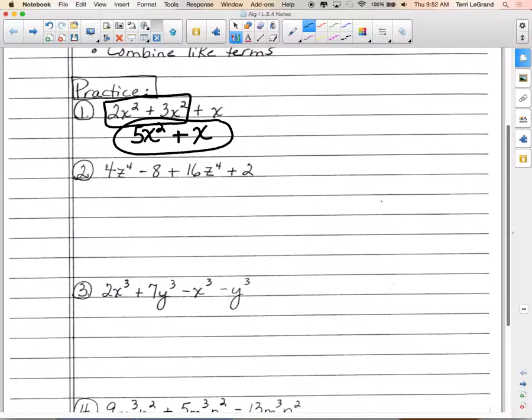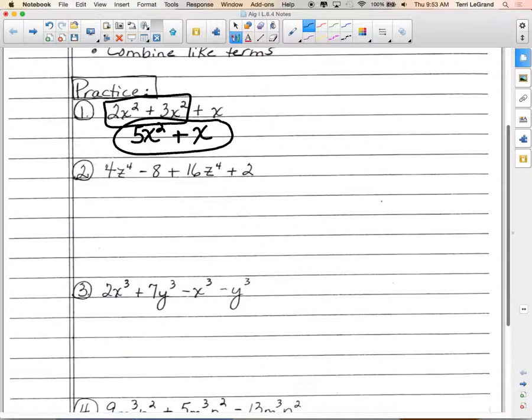Degree 2. You might want to open your SQ3Rs. I'm not going to let you open your book because you were supposed to do this in your SQ3Rs. And if it isn't in your SQ3R, you're going to want to get it in there because you're showing me you don't have it memorized. It's quadratic because it's a degree 2.